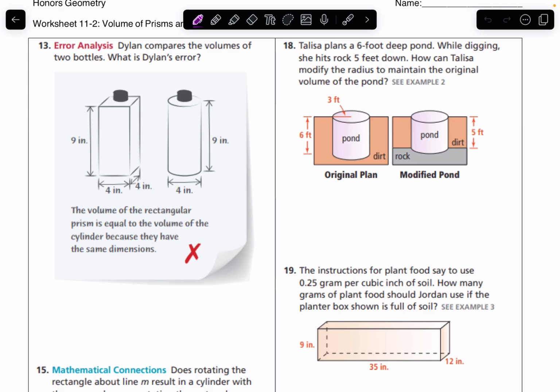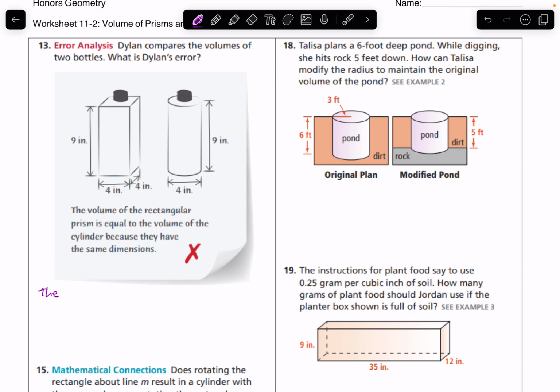The area, if you make a cross section of the prism, is going to be 16, 4 times 4. And the area of the cross-section of the cylinder is going to be 4 pi, or pi times 2 squared. So they can't have the same volume because they have different cross-sectional areas.